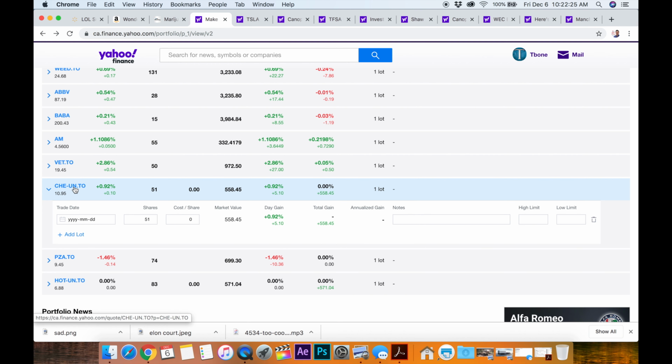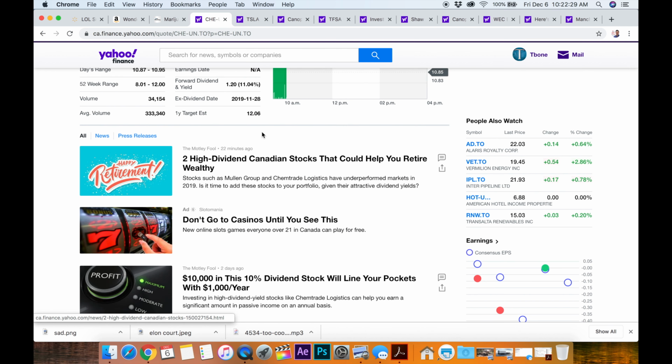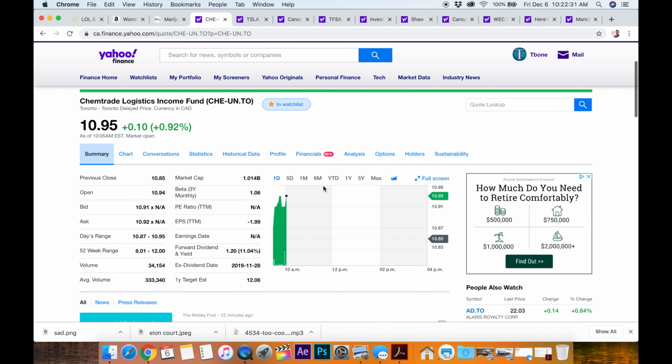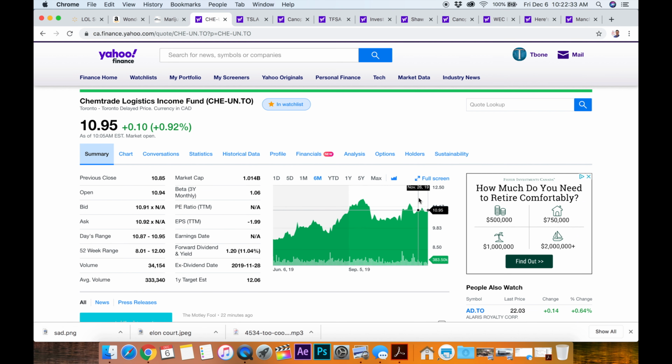So, and they've paid their dividend through the last recession. And I like these guys because I'll show you. This is the 6 month. So it's going up. I'm adding money to my capital gains, what I have in there. And they're also paying like 11% dividend. So these guys are a winner in my eyes.